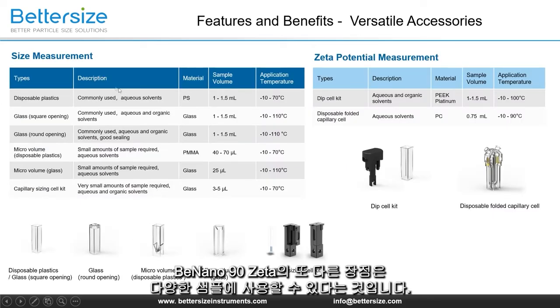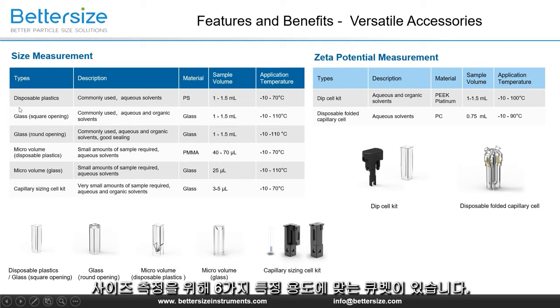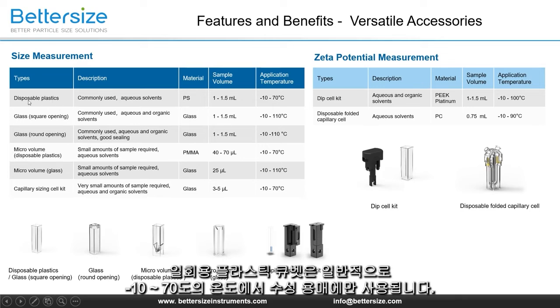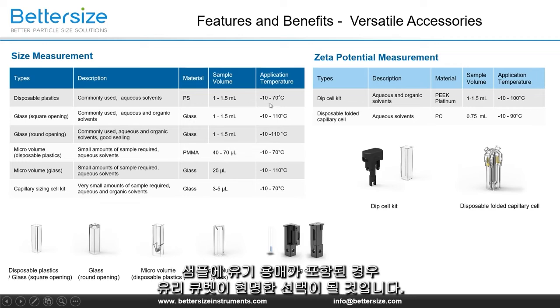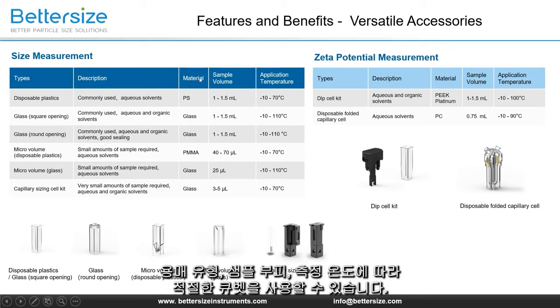Another benefit of the BeNano 90 Zeta is the enough versatility for various samples. For size measurement, there are 6 types of cuvettes corresponding to the specific applications. The disposable plastic cuvette is commonly used within the temperature ranging from -10 to 70 degrees and only for aqueous solvents. If your sample contains organic solvents, then the glass cuvette will be a wise choice. Depending on the solvent type, sample volume, and measurement temperature, an appropriate cuvette is always available.